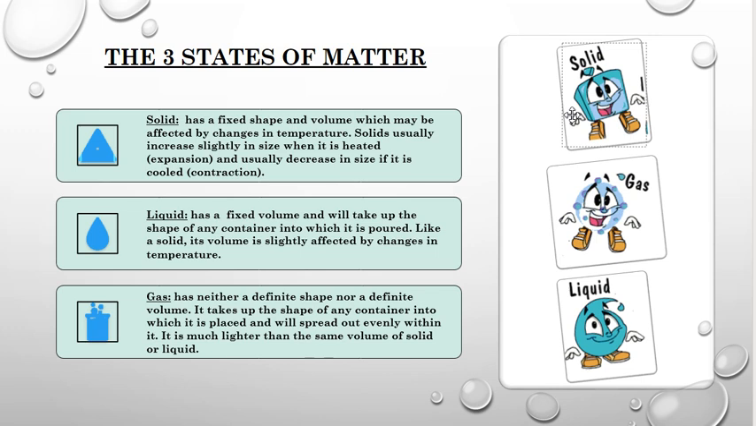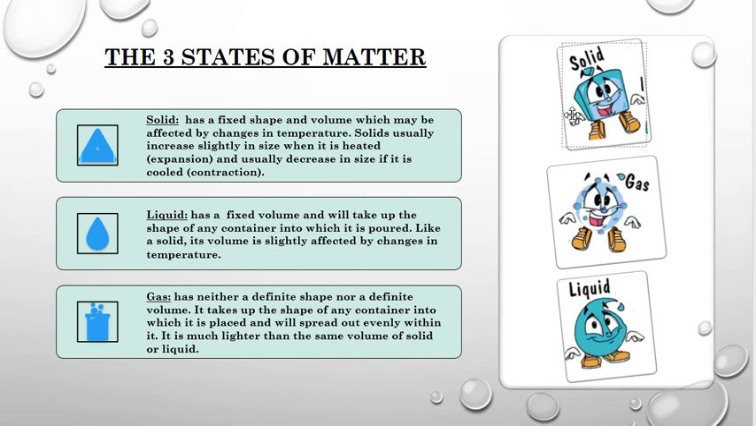Solid has a fixed shape and volume which may be affected by changes in temperature. A solid usually increases slightly in size when it is heated, that is expansion, and usually decreases in size if it is cooled, that is contraction. So when we heat up a solid, it expands, and this is called expansion. Its size gets increased. And when size is decreased, it means it is contracting. Contraction happens.